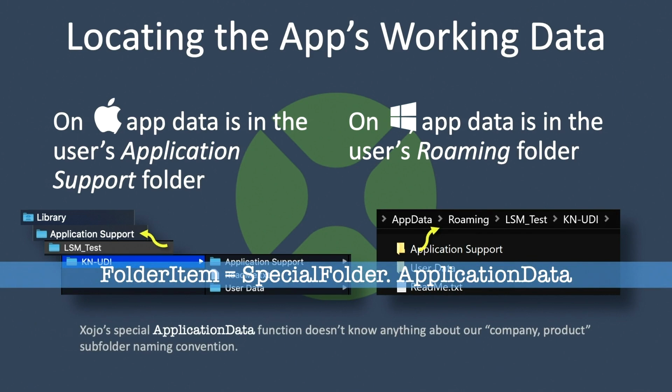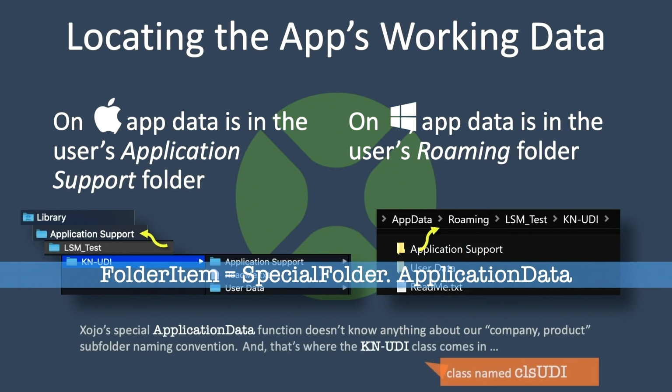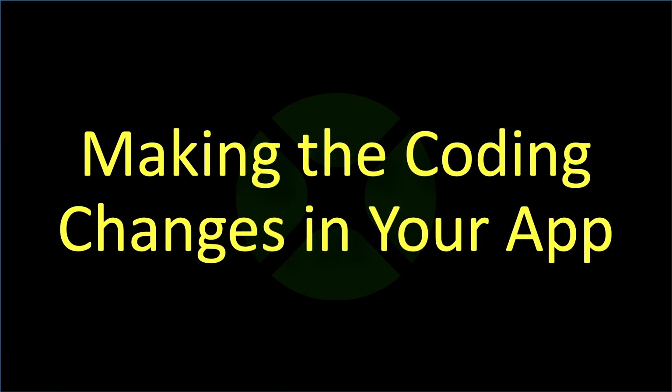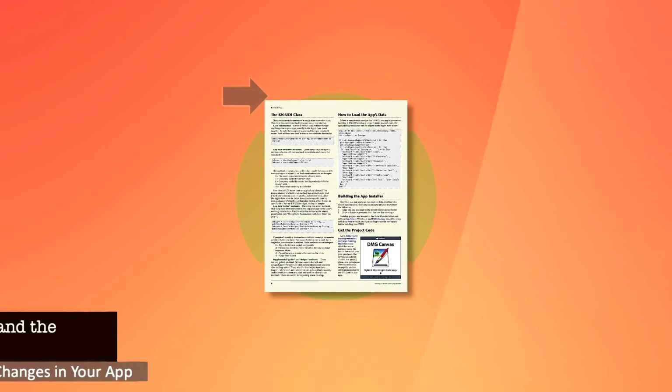And then it determines where to put it based on a similar call, special folder.application data. Xojo has made it extremely easy for app developers to get data that has been packaged up with the app, as well as where to put it. That's really good. Okay, let's make the coding changes in the app.